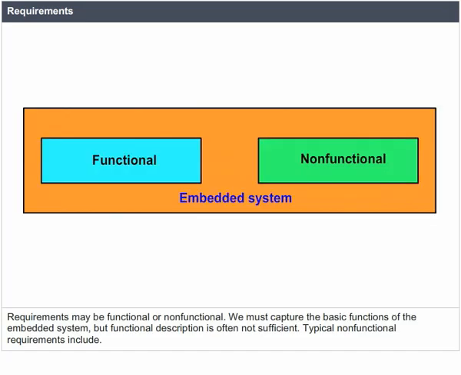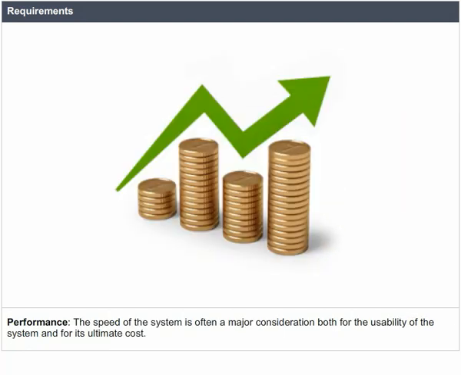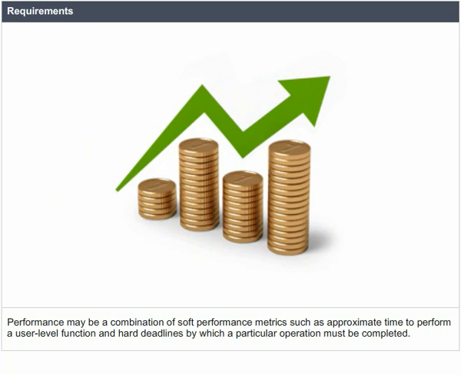Requirements. Requirements may be functional or non-functional. We must capture the basic functions of the embedded system, but functional description is often not sufficient. Typical non-functional requirements include performance. The speed of the system is often a major consideration both for the usability of the system and for its ultimate cost. Performance may be a combination of soft performance metrics such as approximate time to perform a user-level function and hard deadlines by which a particular operation must be completed.